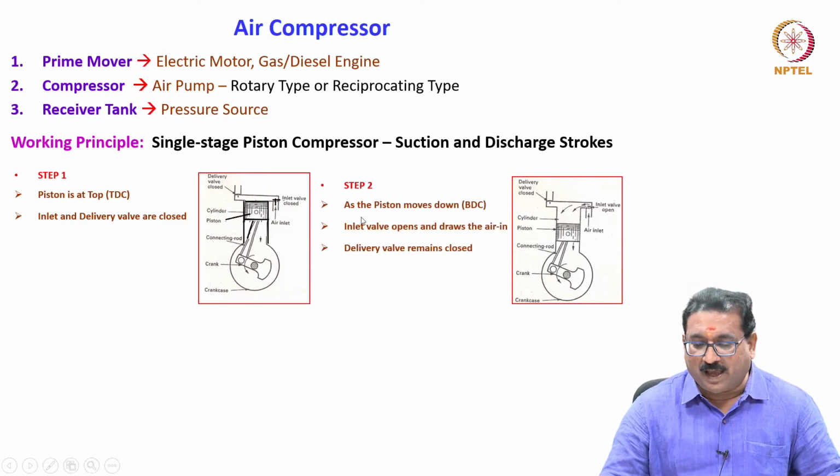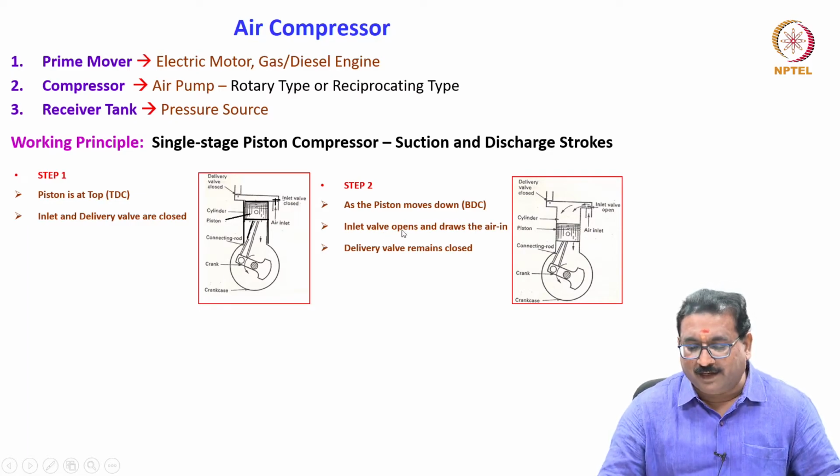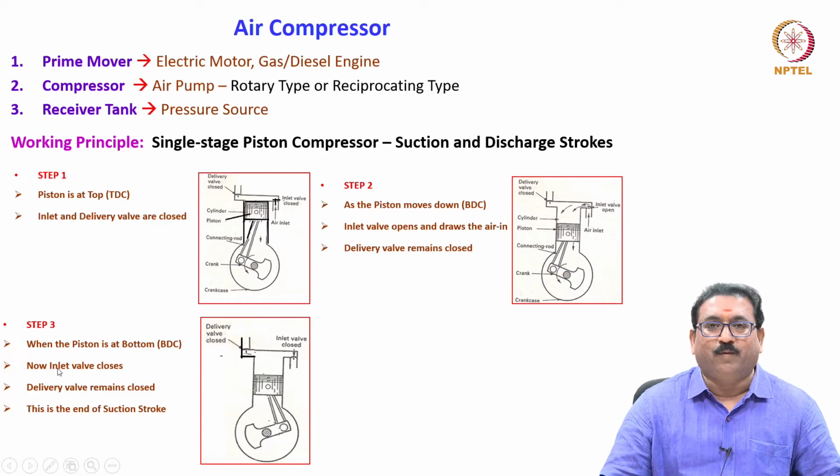Step 2, as the piston moves down, meaning when the crank rotates, the piston moves from top dead center to bottom dead center. What happens? The inlet valve opens and draws the air in. At that time the delivery valve remains closed. Step 3, when the piston is at the bottom, BDC, the inlet valve also closes. The delivery valve remains in the closed position. This is the end of the suction stroke.